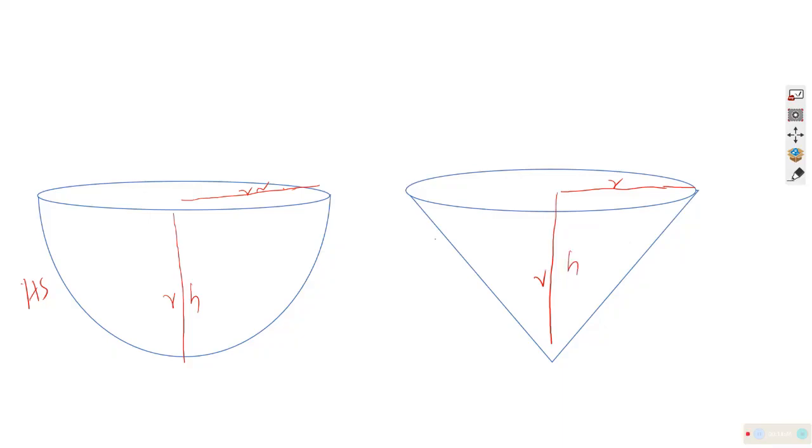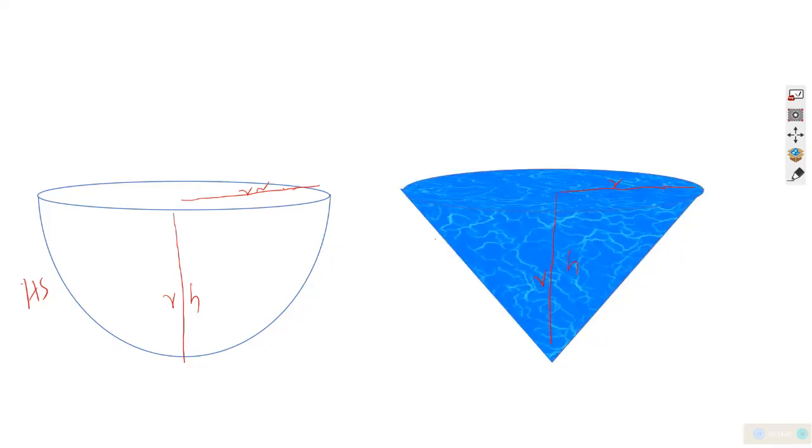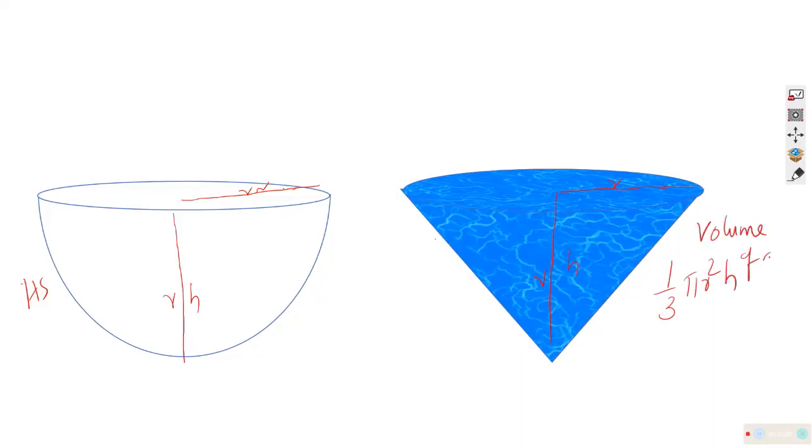Now again the same principle we used in the case of the cone. We are filling this cone with water. I know the volume of a cone, which we found from the cylinder, as 1/3 pi r square h. This is the volume of a cone, correct? So I am filling this cone with water.